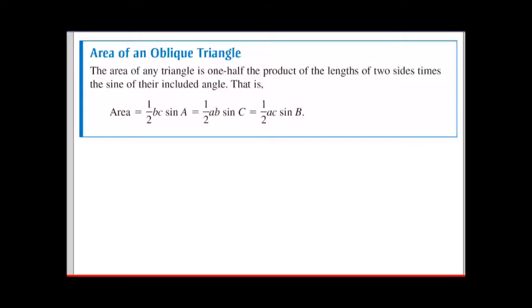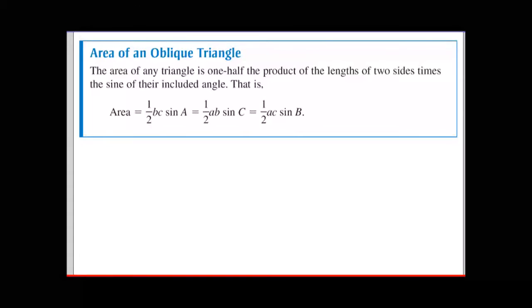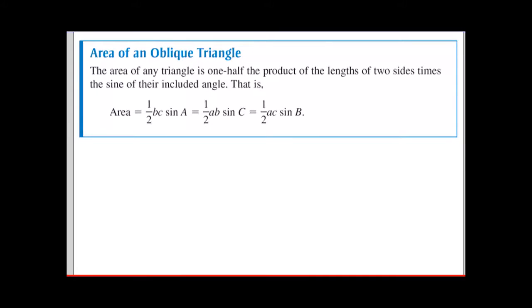All right. Now, you guys, the other thing they give us in this lesson is how to find the area of an oblique triangle. Okay, the area of any triangle is 1/2 the product of the lengths of the two sides times the sine of their included angle. Okay. So let's picture this. They write it out here, but let's picture this.